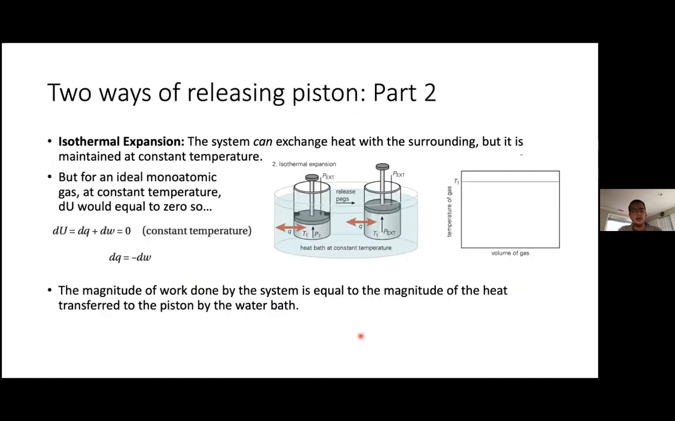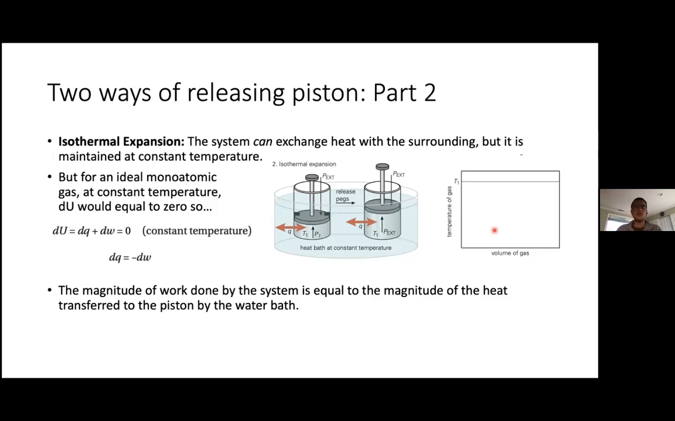Moving on. So there's another way we can talk about expansion. In this case, we'll set another variable equal to 0, the change in temperature. In isothermal expansion, the system can't exchange heat with the surroundings. You can imagine that the piston is in an ice bath. So whatever heat is released, you get back. So that's why the overall change in temperature is 0. As you can see from this graph, the temperature of the gas is constant.